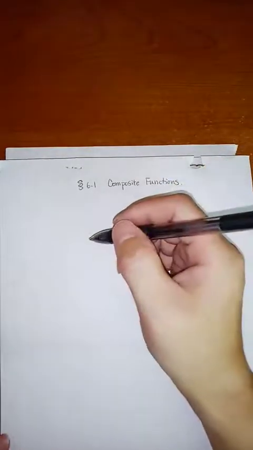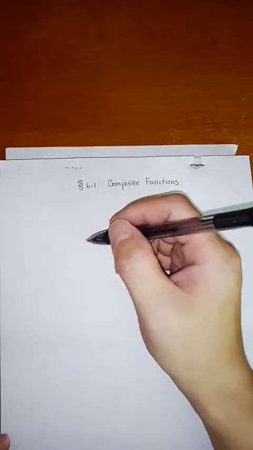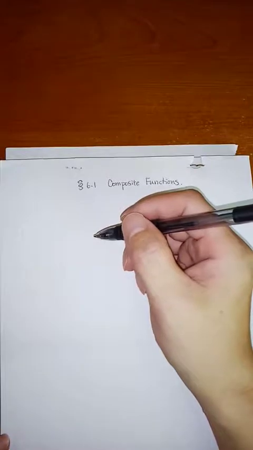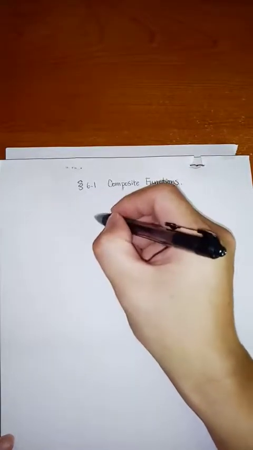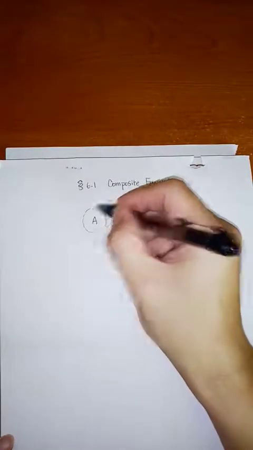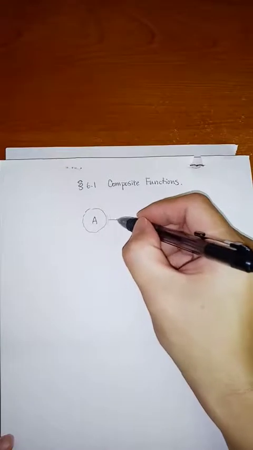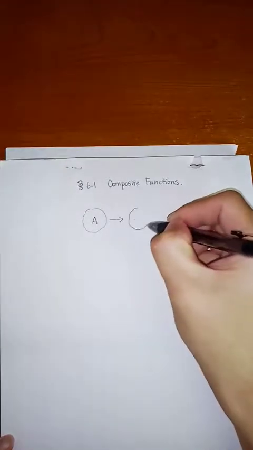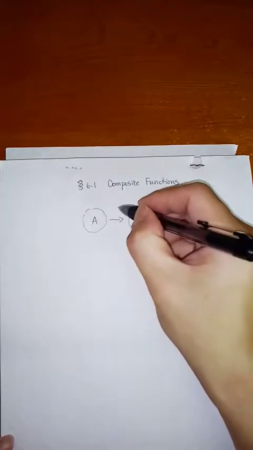To have a function, you actually have two sets. One is called the domain, and the other one is called the range. So you have set 1, we call set A, and it is mapped to set B, the range of f.